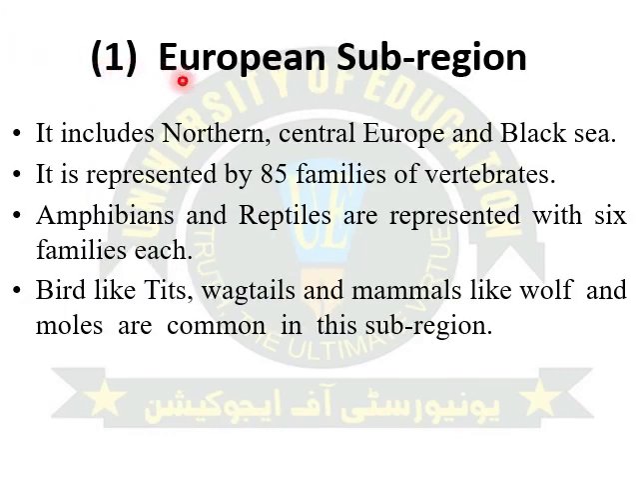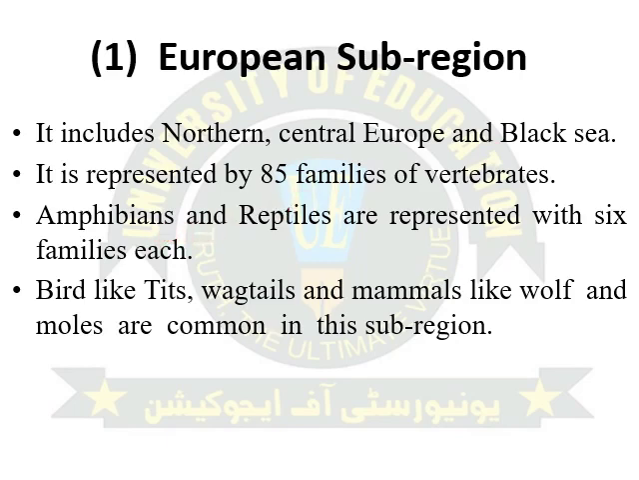Dear students, now we are going towards the sub-regions of the Palearctic region. Number one, we are going to discuss the European sub-region and its fauna. Basically, the northern part of Europe, the central part of Europe, and the Black Sea are included in this sub-region that is called the European sub-region. It is represented by 85 different families of vertebrates.